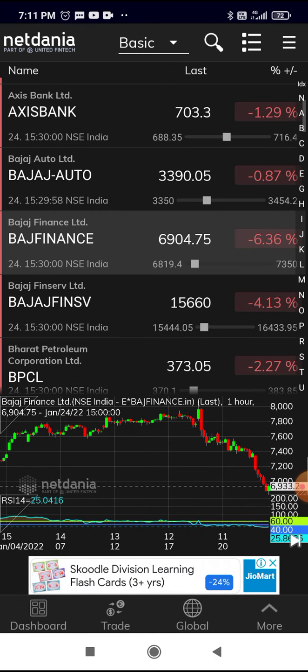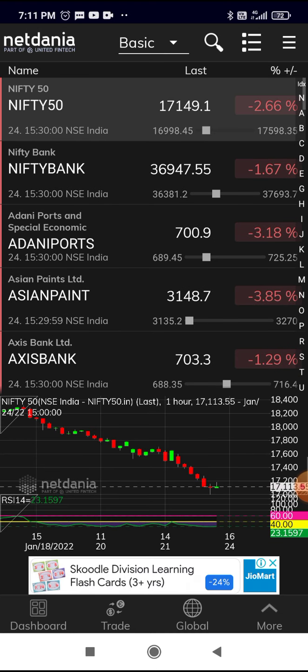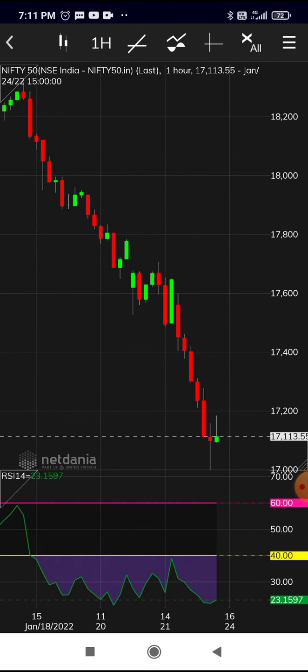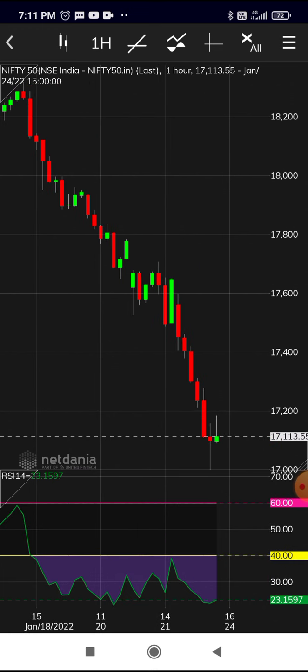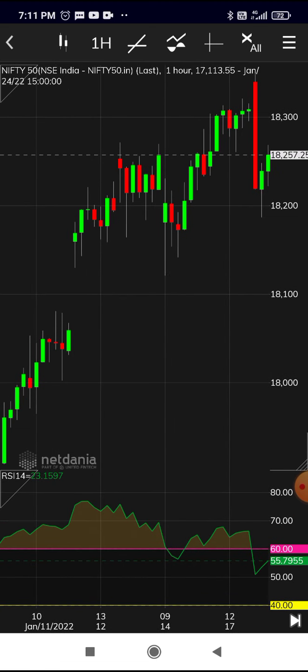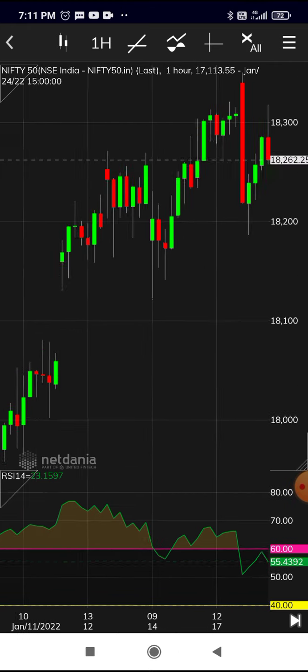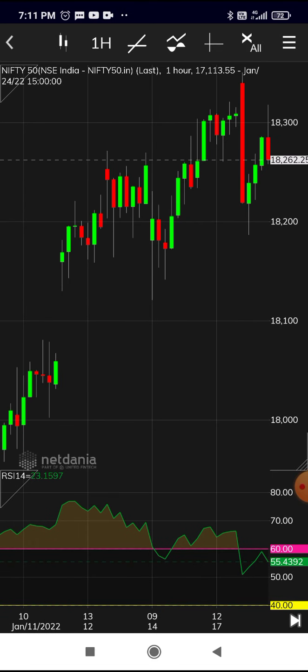Now this is the software which I am using, NetDania, and in this let us go and see Nifty. Today we had a drastic fall in Nifty, and you can see that we have fallen from 18,200 to 17,100. Now how you could have known whether it is going to fall or not? So if you look at the chart, this is the Nifty chart on an hourly basis, and somewhere around 18,200 Nifty had started to go sideways.